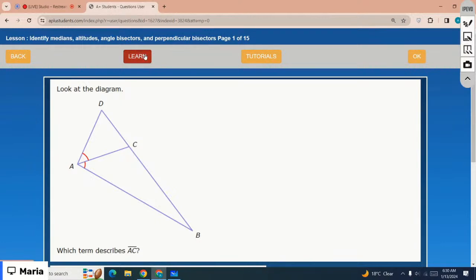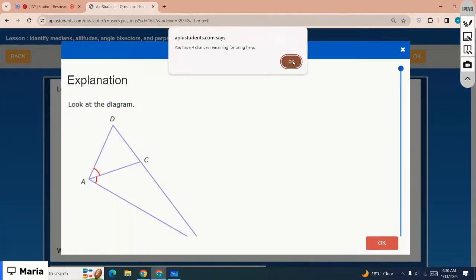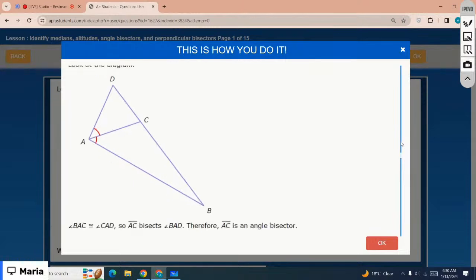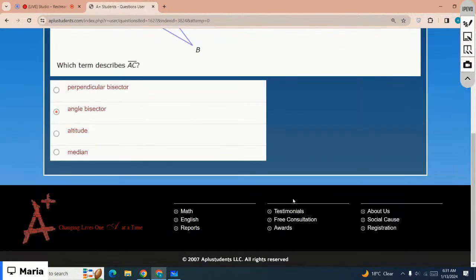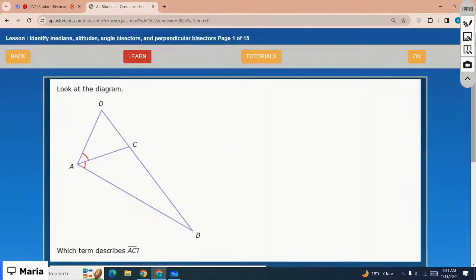Hold on. Let me just check. Yes, angle BAC is equal to CAD. So AC bisects angle BAD, right? Therefore, AC is the angle bisector, right? Because you don't have any perpendicular here, that means that is just the angle bisector. Angle bisector means the one that bisects the angle into two parts. So that is just an angle bisector, right?